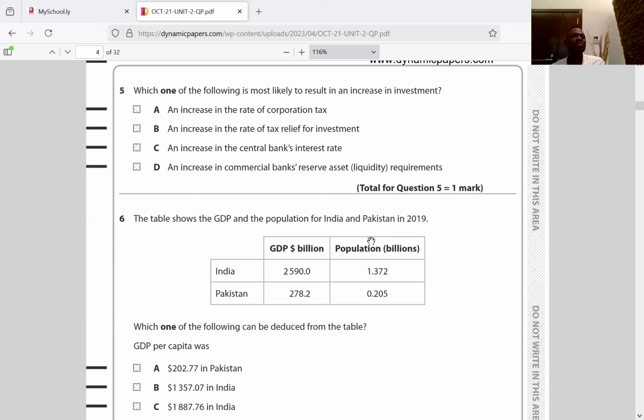And the government is giving tax break on investment. It encourages more firms to invest further. So the answer is B.